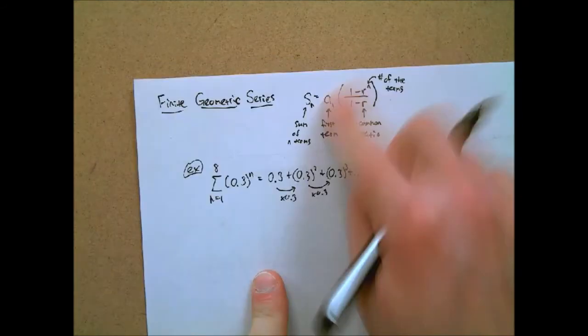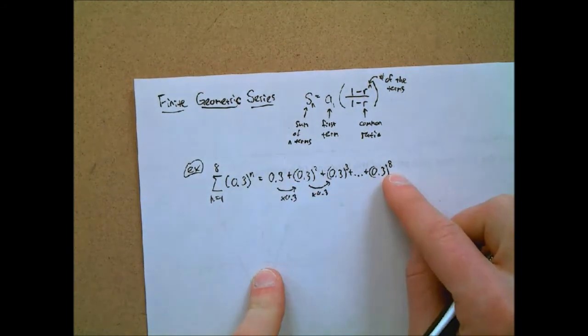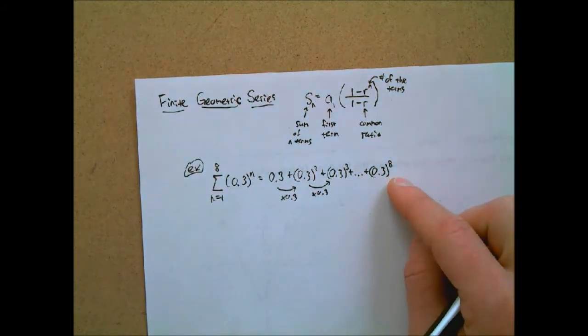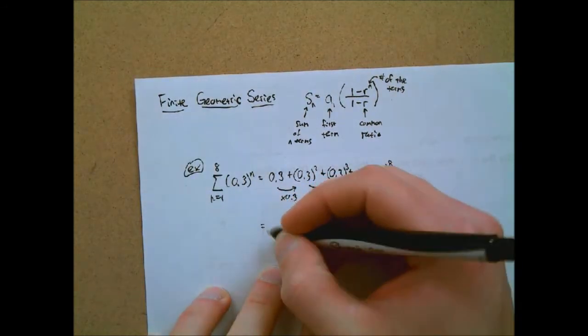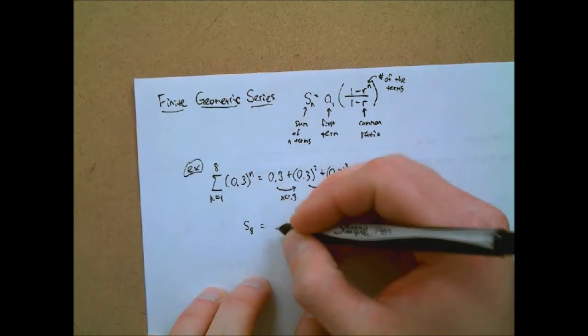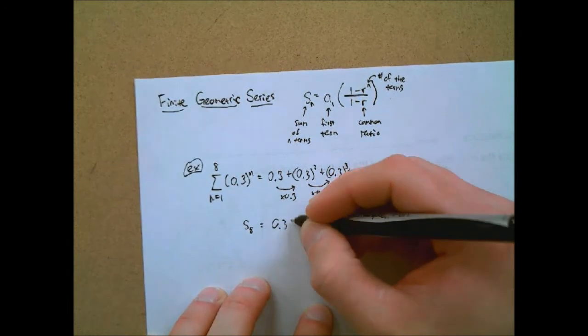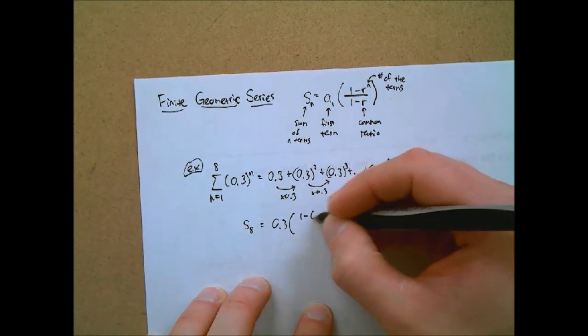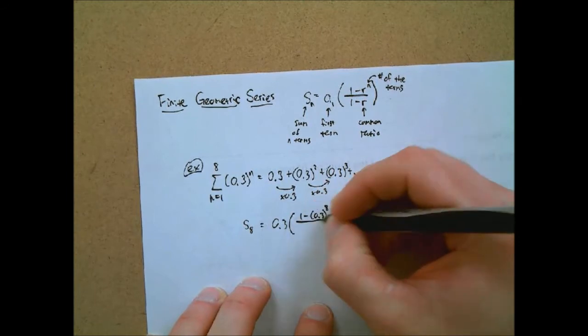Now, of course, there's only 8 terms here, so if you wanted to just brute force it, you could, okay? You could just find every term and add them up. That's one way to do it, okay? But let's use the formula because we've got it. So the formula here will be S sub 8, the sum of the first 8 terms. First term is 0.3 times, and then 1 minus 0.3 to the 8th over 1 minus 0.3.